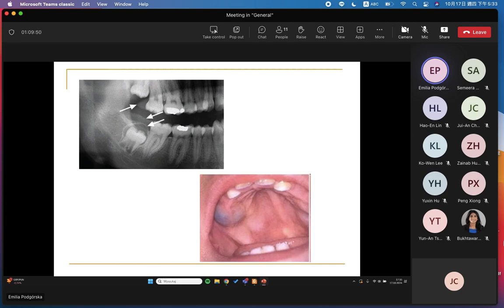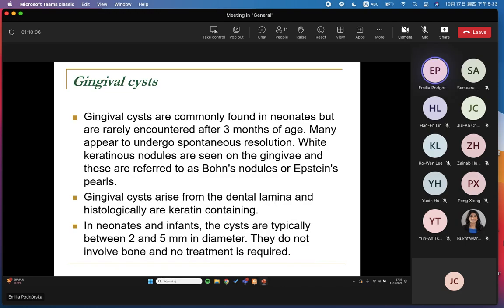And this is an example of eruption cyst. You can see it has a blue color because of blood inside. We have gingival cysts. Gingival cysts are commonly found in neonates, but are rarely encountered after 3 months of age. Many appear to undergo spontaneous resorption. White keratinous nodules are seen on the gingiva, and these are referred to as Bohn's nodules or Epstein's pearls.